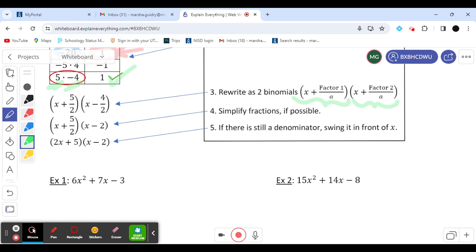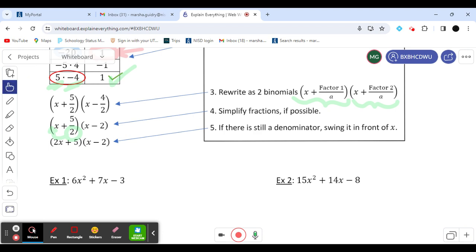by 2. And then step 4 says simplify the fractions. So 5 over 2, that doesn't simplify, but 4 divided by 2 certainly does. That becomes a 2. And then our last step says if there is still a denominator left over, you're going to swing it to the front of x. So this 2 right here, in our denominator, we swing it to the front of x.